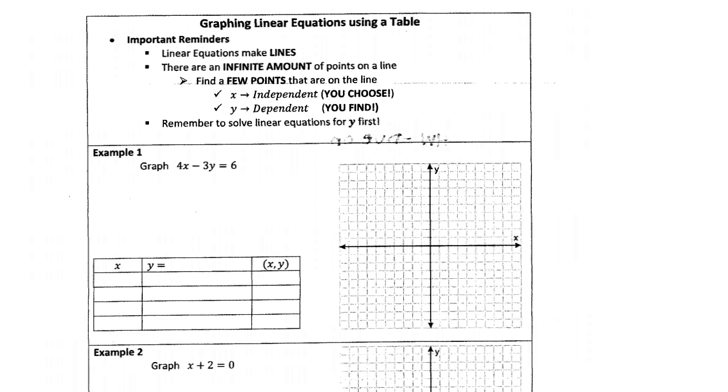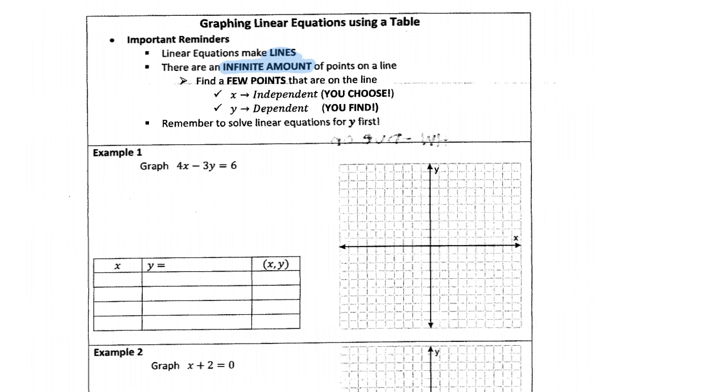All right, so 4.3 is all about graphing linear equations using a table. There are some important reminders we need to review. Linear equations make lines, and on a line there's an infinite amount of points because lines never end. So there's an infinite amount of points.